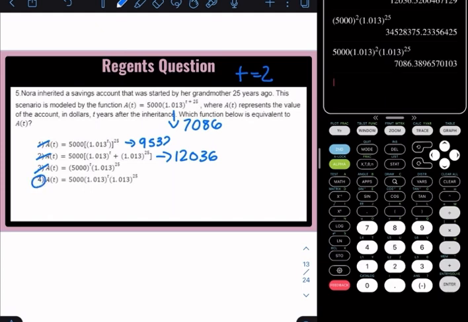And let's understand why. Here they're saying t plus 25. You only add exponents together when you're multiplying. Here you're multiplying this number with this number. They're both the same number, so that's why it stays 1.013. And you add the exponents, t plus 25, which is what's happening in the original function.